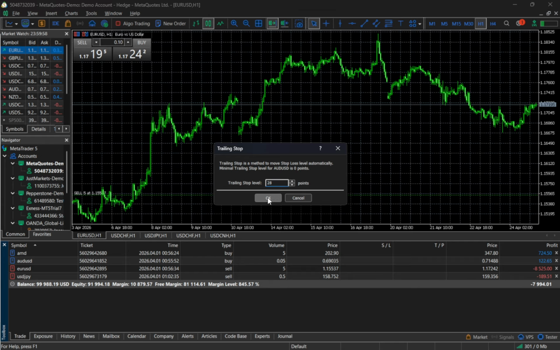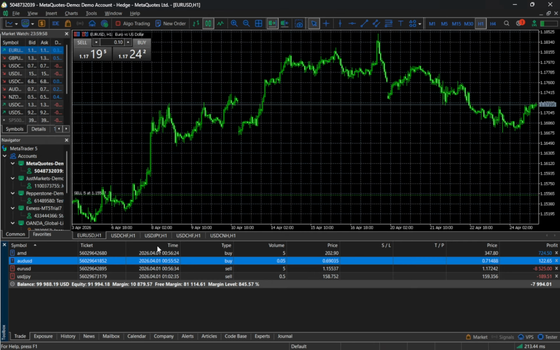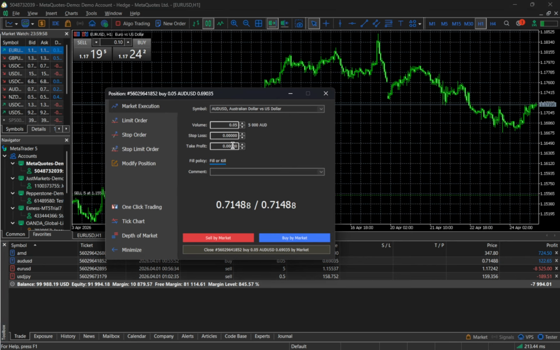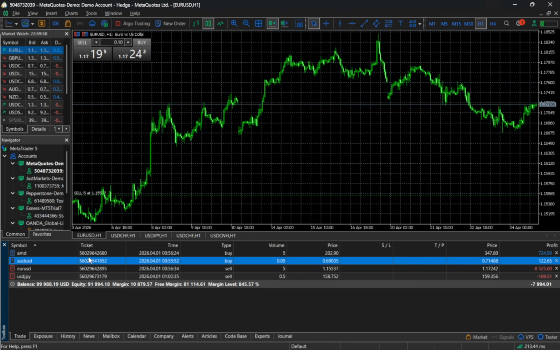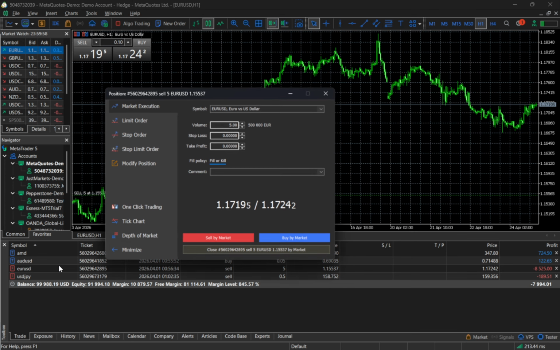Here's how it behaves in practice. On a buy trade, as price rises, the stop loss ratchets upward behind it. If the market then drops, the stop gets hit and your trade closes, preserving the profit captured by the trailing movement. On a sell trade, it's the mirror image. As price falls, the stop follows lower. If price pops higher, the stop is triggered.